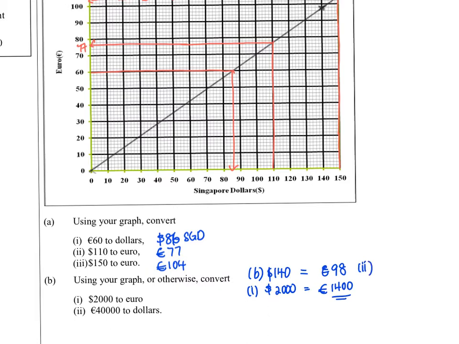Part 2, 40,000 euros to dollars. So I have the same thing, $140 to 98 euros. Now they want 40,000 euro. So I'll take 40,000 divided by 98 times 140, and that gives me the answer. Oh, this one is money, dollars and cents, so I will have to write it in 2 decimal places: 5714.86. Have you gotten your answer?